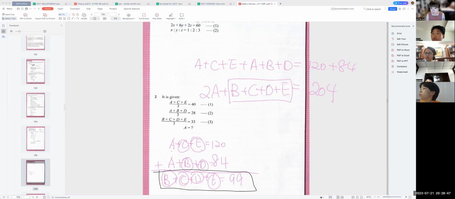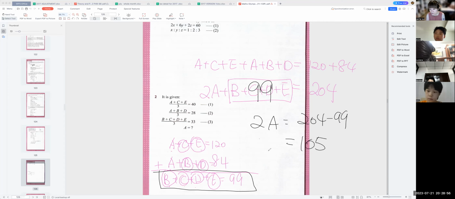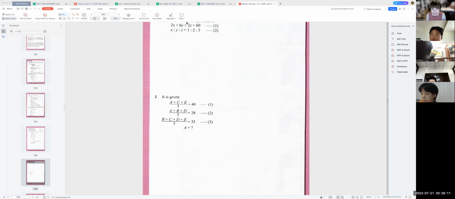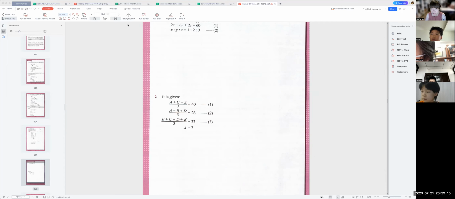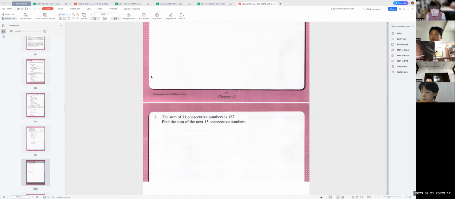Yes, this part equals 99. So 2A equals 204 minus 99, which equals 105. So A equals what? 52.5. Good job, Ali. Very good. Get it, everybody? So that's why I say a lot of you are doing questions too quickly. We need to analyze it and see what's in common and what's the weird part, and we can find out the answer very quickly, okay?